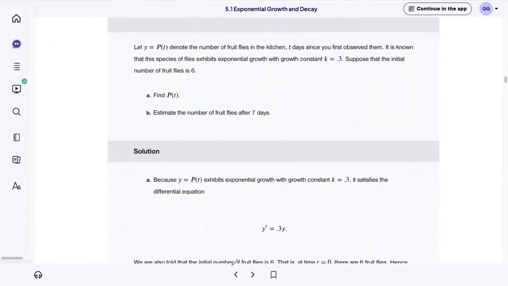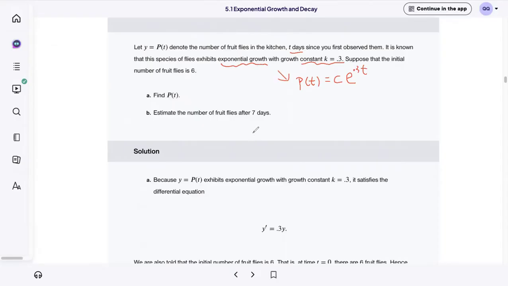Let's see this example. Let y equals p of t denote the number of fruit flies in the kitchen t days since you first observed them. It's known that this species of flies exhibits exponential growth. This is a keyword, so we know the model is an exponential function with growth constant k equals 0.3. So right away, we can think of p of t equals some c e raised to 0.3t, right? That's given by this sentence.